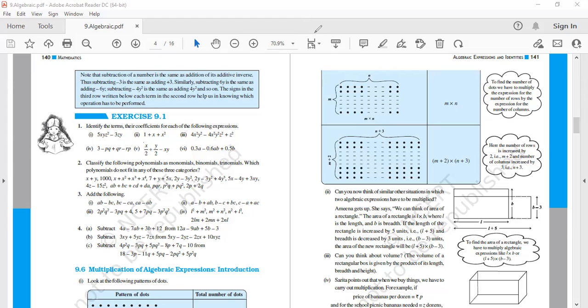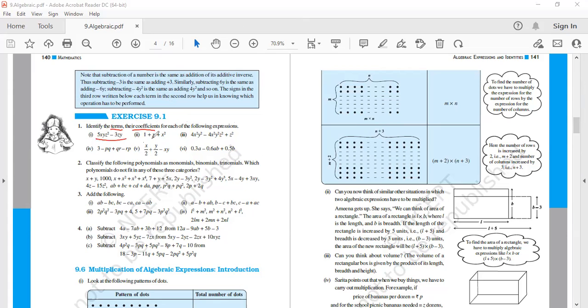I hope my screen is visible. So now we will start exercise 9.1. Look at the question. Identify the terms and their coefficients for each of the following expressions. In the first part, we have to identify the terms and their coefficients. The expression is this one.